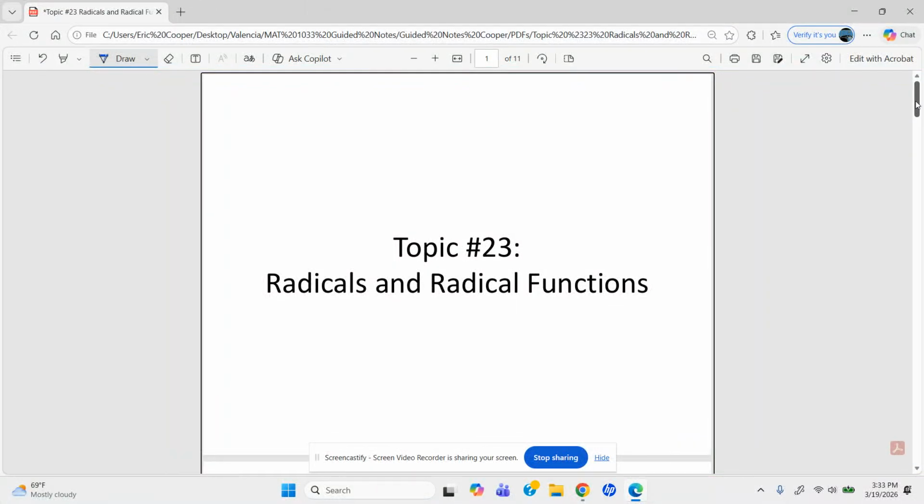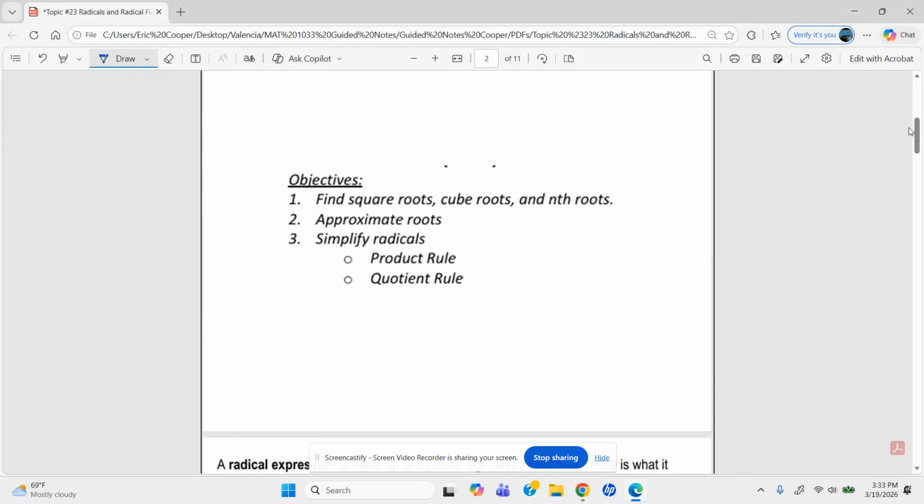Hi everybody, welcome to topic number 23, radicals and radical functions. In this video, we're going to find square roots, cube roots, and n roots. We're going to approximate roots, and we're going to simplify radicals using the exponent rules of the product rule and the quotient rule.